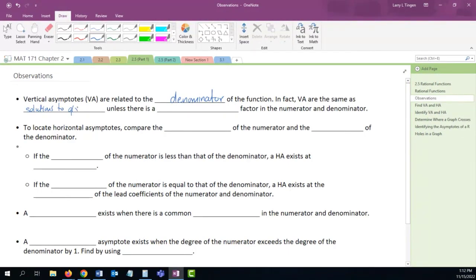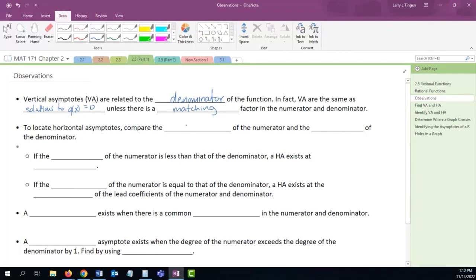Solutions make the denominator 0 unless there's a matching factor in the numerator and denominator. We haven't seen a case of that yet. Don't worry about it. We're going to see that on the very last page of these notes.